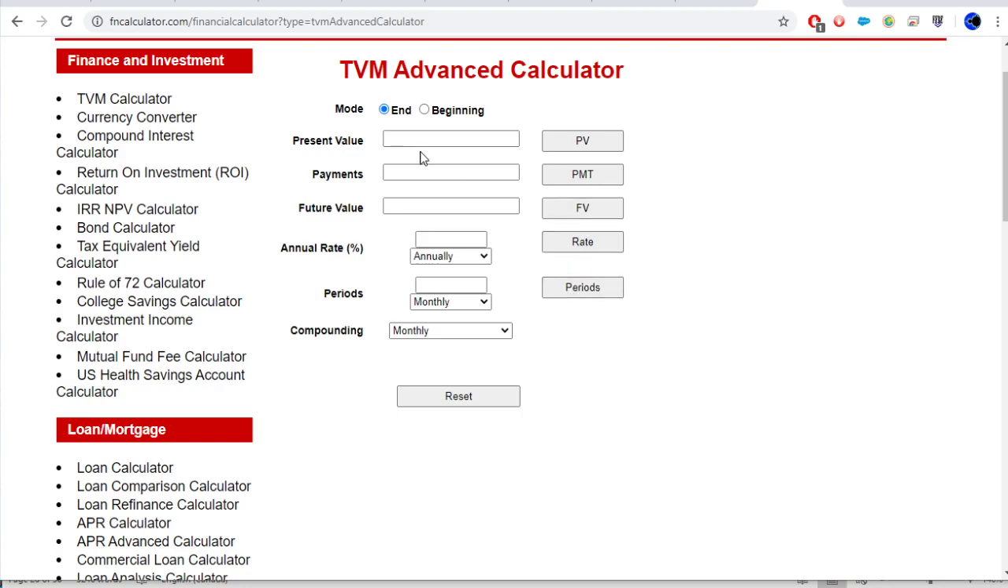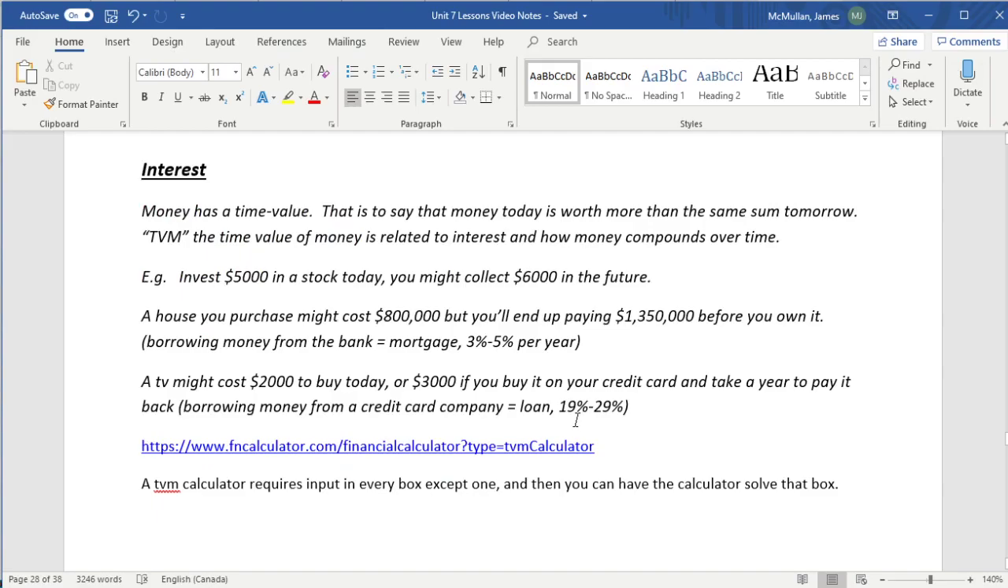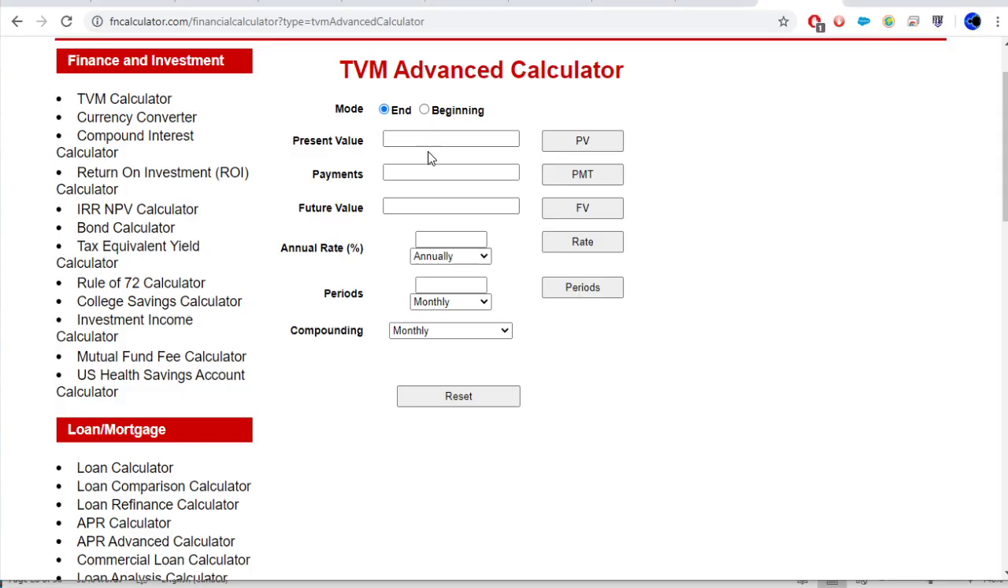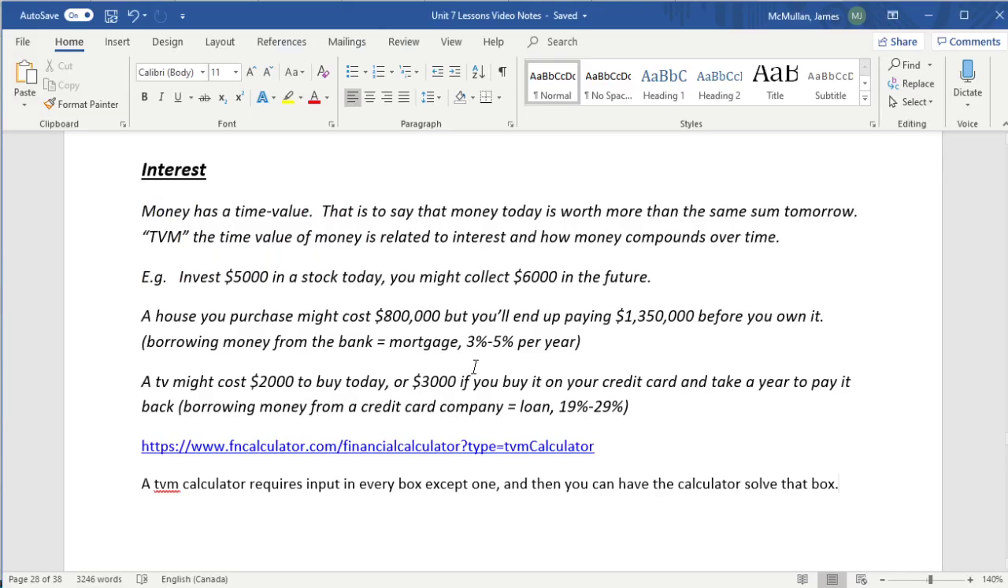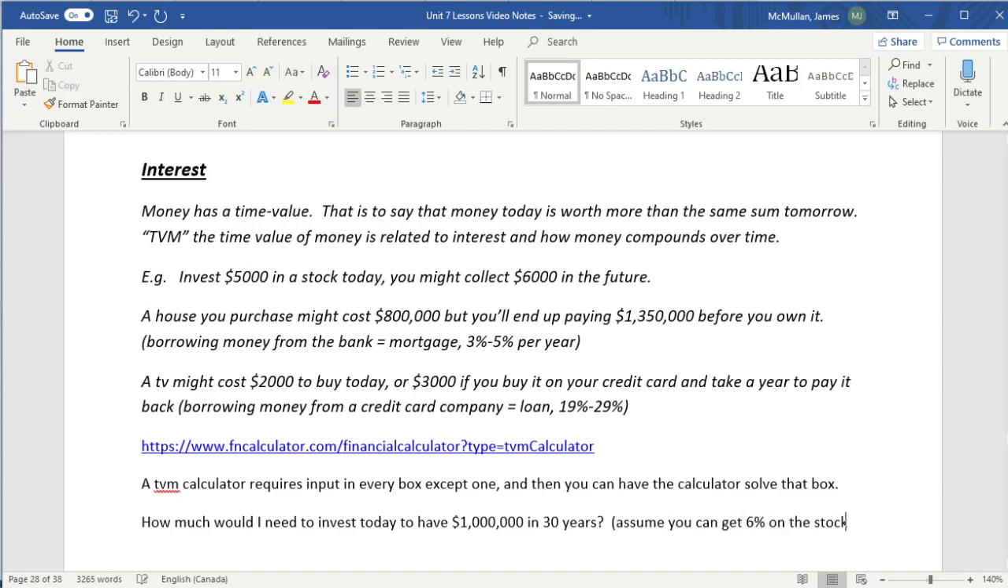So let's hypothesize a question. Let's say I want to know how much money I would need to invest today so that in 30 years I can have $1 million. Just a silly example, but let's go with it. So how much would I need to invest today to have $1 million in 30 years? And let's just make some assumptions here. Assume you can get, let's say, 6% on the stock market per year, which I think is actually conservative.